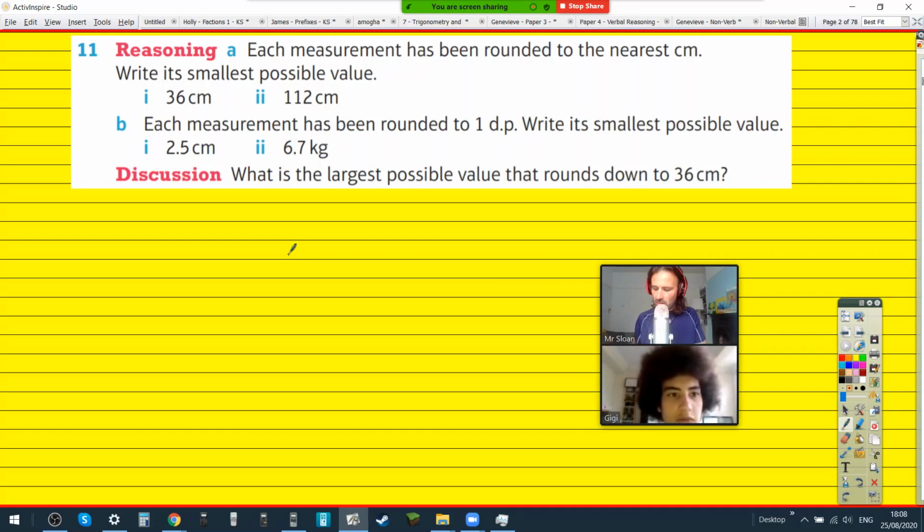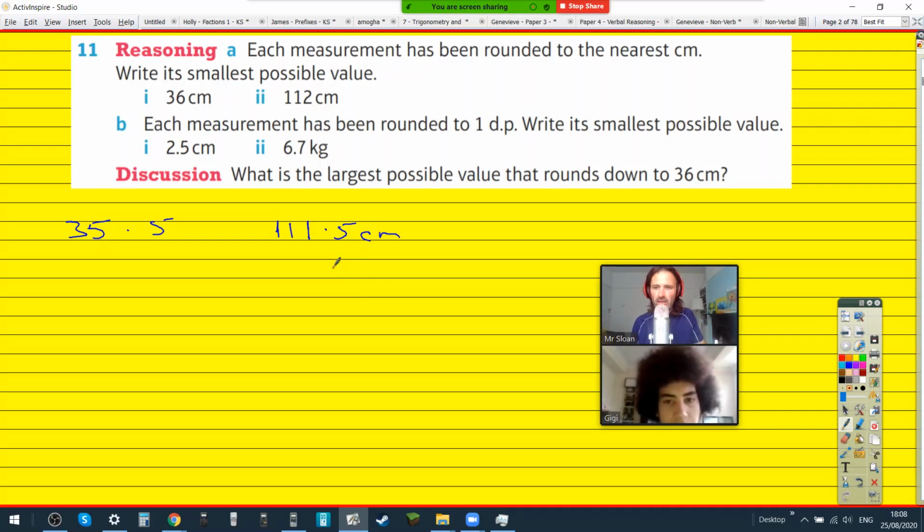And so let's try these. Each measurement, smallest possible value. Would it be 35.5? Yep. 100 centimeters. 111.5. 0.5. Yep.